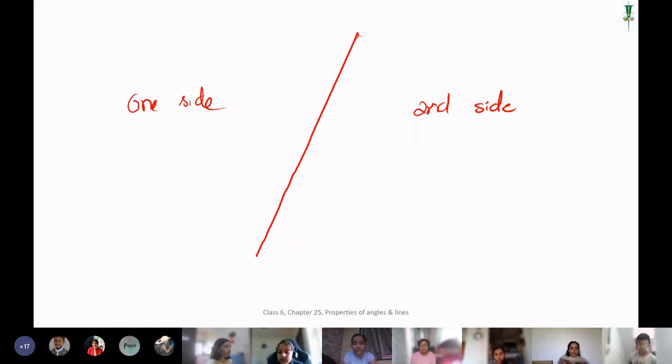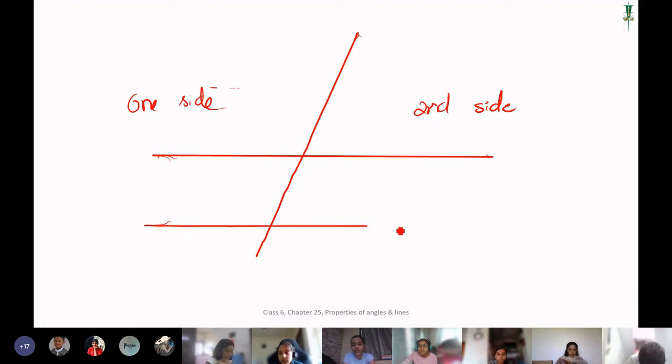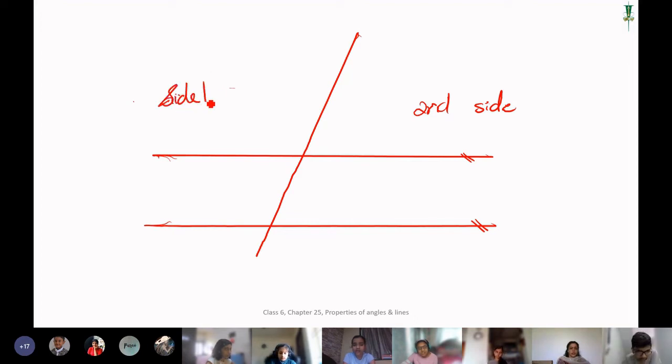So now if I was to draw two parallel lines, imagining that these two are the parallel lines, the side of the transversal has not changed. This is one side. I'll call it side 1 and side 2. It doesn't matter which one is side 1 or side 2. You have to understand that there are two sides to the transversal. You can call it left side and right side also. It's only for explanation that I am doing this.